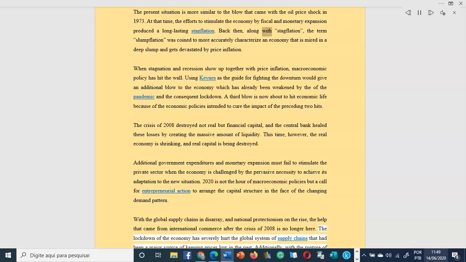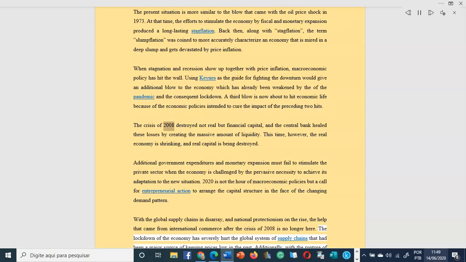Back then, along with stagflation, the term slumpflation was coined to more accurately characterize an economy that is mired in a deep slump and gets devastated by price inflation. When stagnation and recession show up together with price inflation, macroeconomic policy has hit the wall. Using Keynes as the guide for fighting the downturn would give an additional blow to the economy, which has already been weakened by the pandemic and the consequent lockdown. A third blow is now about to hit economic life because of the economic policies intended to cure the impact of the preceding two hits.